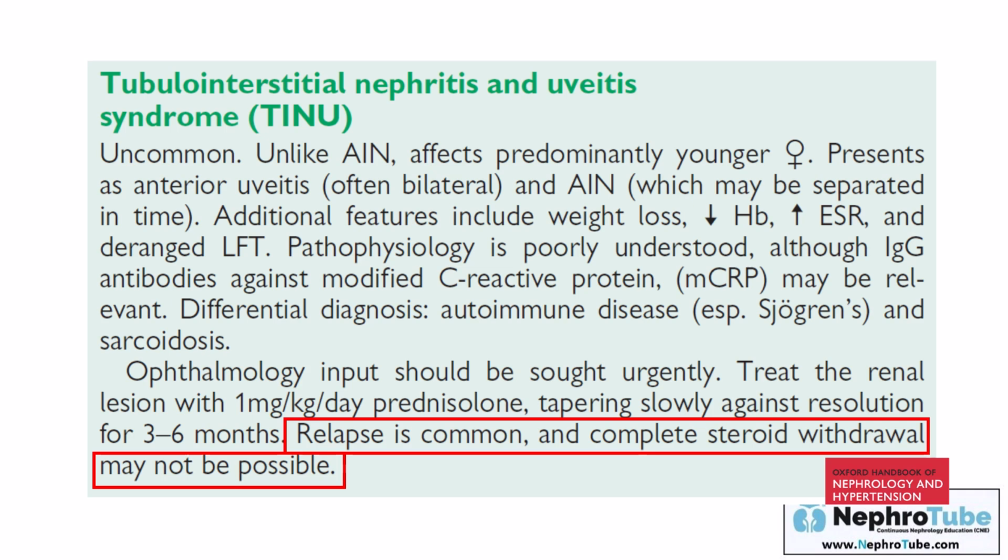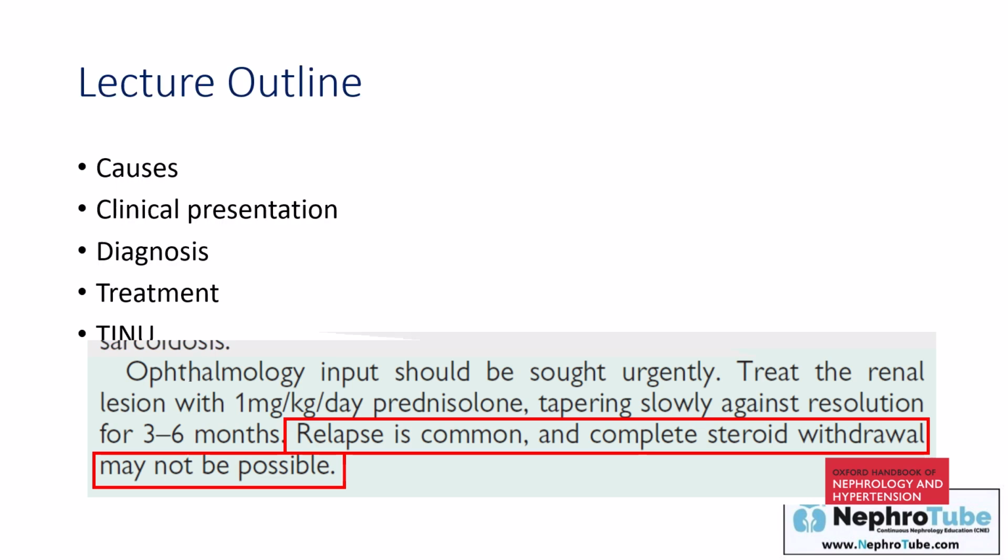Tubulointerstitial nephritis with uveitis is a direct case in clinic or in exams. You can diagnose it easily. You will have a patient with a problem in the eye, and acute interstitial nephritis at the same time, so the diagnosis is very easy in these cases.